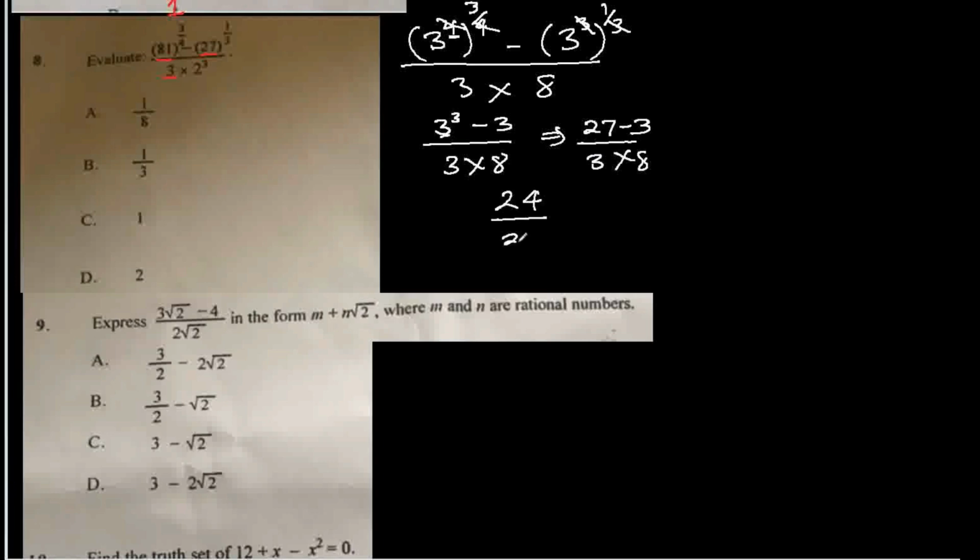Now when there is an exponent of an exponent, the exponents multiply. When 4 multiplies with 3/4, 4 and 4 cancel, and it is just 3 cubed left. And minus is there. This 3 and this 3 will also cancel, so we'll be left with 3 to the power 1, just 3. And then we have 3 times 8 in the denominator, so 3 cubed is 27, minus 3, divided by 3 times 8. So it's 24 divided by 24, which is 1. So C is the answer in this case.